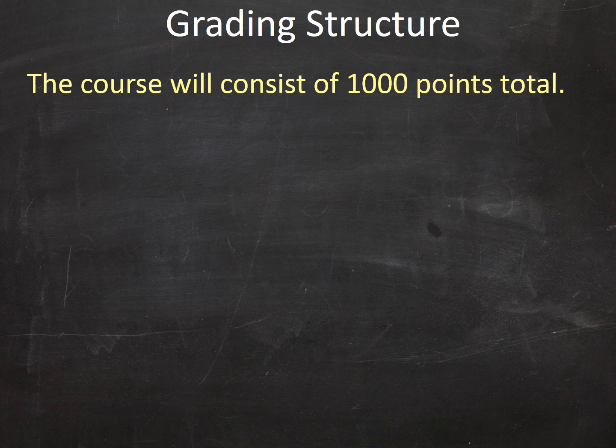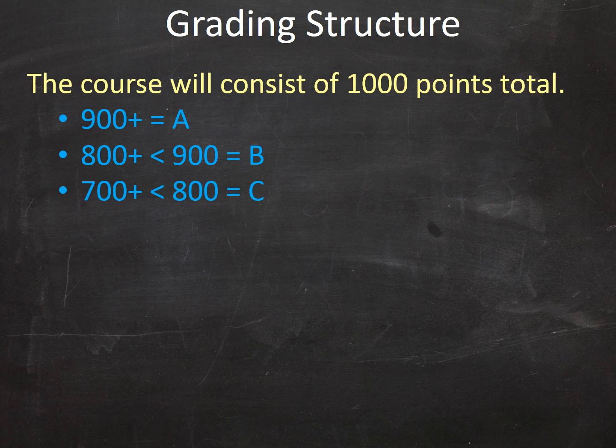The course will consist of 1,000 points total. 900 points and above is an A, 800 points and above but less than 900 is a B, 700 points and above but less than 800 is a C, 600 points and above but less than 700 is a D, and less than 600 is an F. You should note that these are real cutoff points. A B starts at 800 points, not at 799 points.